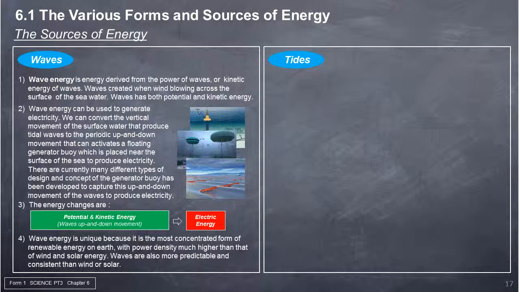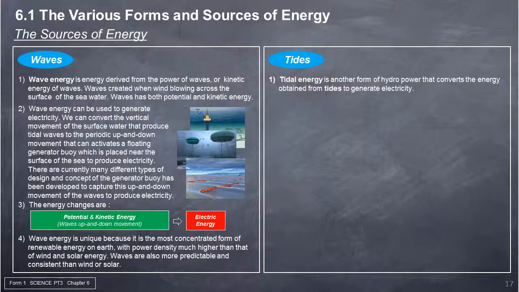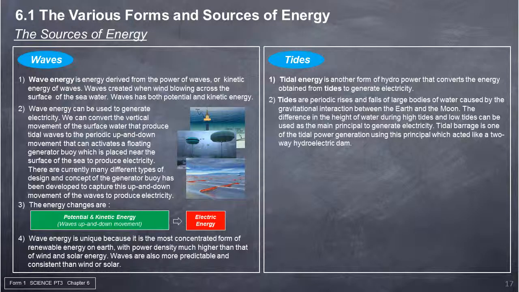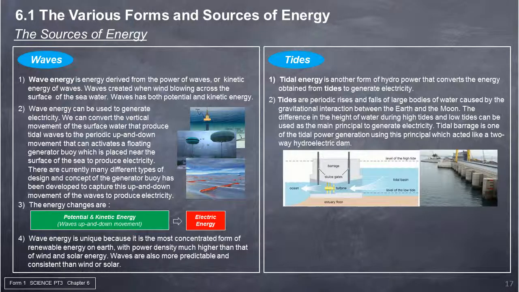Tides. 1. Tidal energy is another form of hydropower that converts the energy obtained from tides to generate electricity. 2. Tides are periodic rises and falls of large bodies of water, caused by the gravitational interaction between the Earth and the Moon. The difference in the height of water during high tides and low tides can be used as the main principle to generate electricity. A tidal barrage is one of the tidal power generation methods using this principle, which acts like a two-way hydroelectric dam.